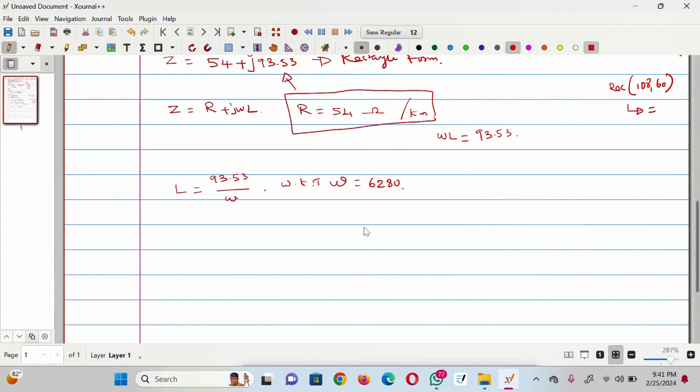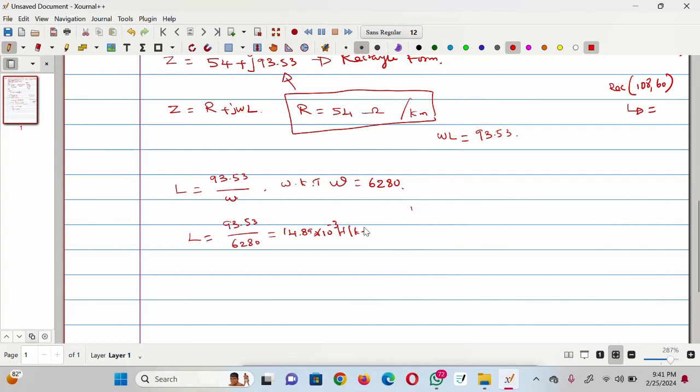So L equals 93.53 over 6280. It is equal to around 14.89 × 10 to the power of minus 3 Henry per kilometer. So this is the value of L.